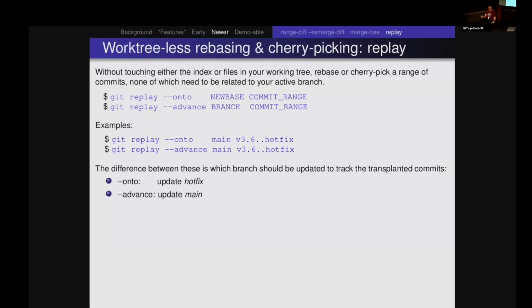If you want all the transplanted commits to be tracked by hotfix, then that's a rebase operation. Use the --onto. And if you want main to be updated to include all those new commits, then that's basically a cherry-pick operation. You use the --advance flag.